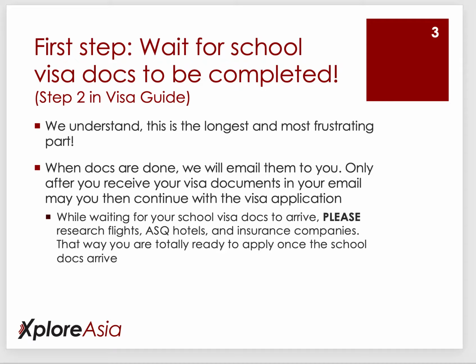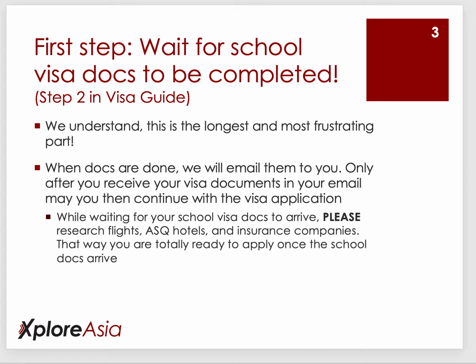Okay, so for the first step of applying for your visa, you have to wait for your visa documents to be completed. This is definitely the longest and most frustrating part, we understand. So first you get placed at a school. After you get placed, and once we receive all of your documents, your degree, your transcripts, passport, background check, all documents that we need for the visa process, your school will then create your visa paperwork, which can take 3 or 4 weeks to do, depending on how fast the school can complete everything. But once it's finished, we will send you the completed documents via email.